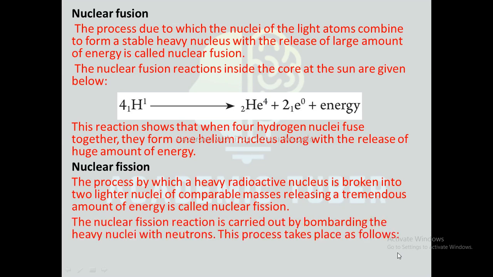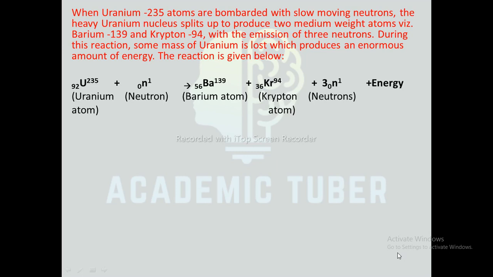The nuclear fission reaction is carried out by bombarding the heavy nuclei with neutrons. This process takes place as follows. When uranium-235 atoms are bombarded with slow-moving neutrons, the heavy uranium nucleus is split to produce two medium-weight atoms. They are Barium-139 and Krypton-94, with the emission of 3 neutrons. During this reaction, some mass of uranium is lost, which produces an enormous amount of energy, and the reaction is given below.